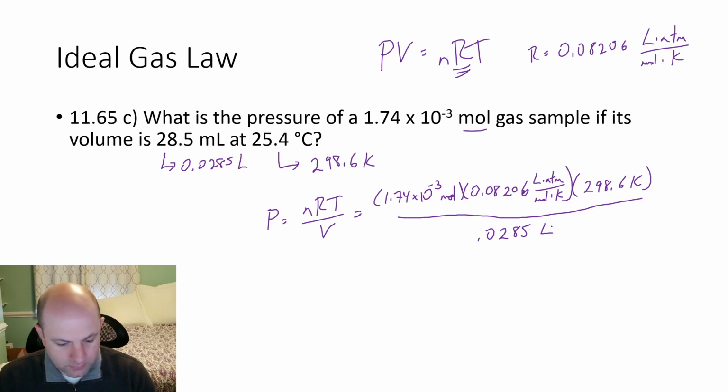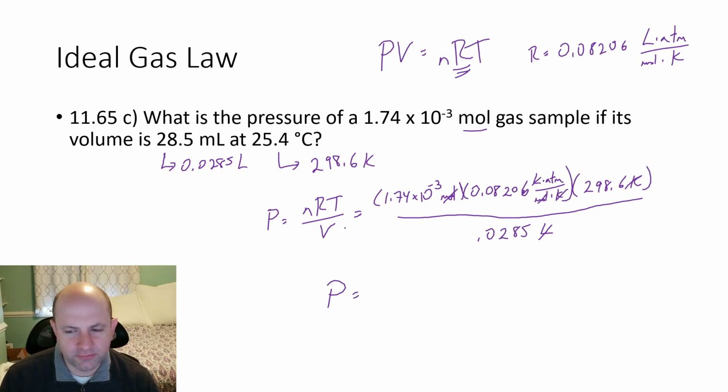So 1.74 times 0.08206 times 298.6, and then divide it by 0.0285, and we get a pressure, which will be in ATM because of here, right? If we look, moles canceled, Kelvin canceled, liters canceled, we got ATM. The pressure with how many sig figs here? 3, it looks like. Well, that'll be 1.50 ATM then. So I got 1.4959, so yeah, 1.50, and there's our answer.